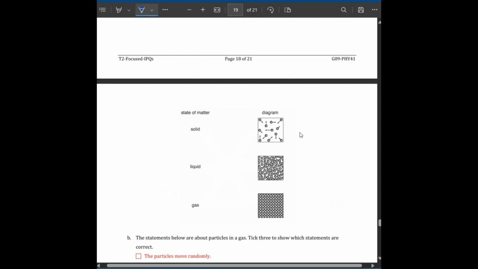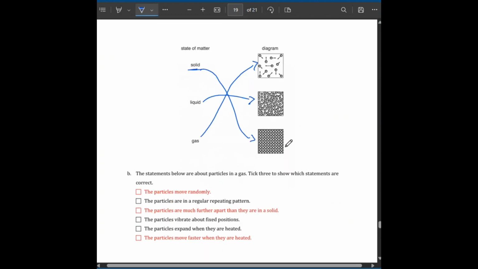If we look at the pictures that we have, we know that solids are tightly packed and uniform. So this one goes with this one. Liquids have some bonds close to each other, but they have some spaces and the ability to move freely. And this one, gas, has the ability to move freely everywhere without any restrictions.